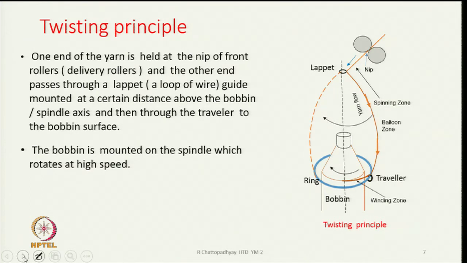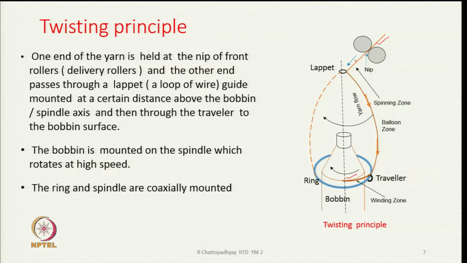On the right hand side, what we see is that the yarn is being delivered by a pair of rollers, that is, delivery rollers. The orange line indicates the yarn path. The yarn is moving out of the nip of the front rollers, passing through a lappet guide, and then going downwards, passing through the traveler, and then from the traveler it is reaching the bobbin. This is the path of the yarn. The bobbin is mounted in turn on a spindle. A spindle is here at the bottom, and the bobbin is mounted on the spindle. The arrow indicates the flow of yarn. It is moving from here, going down, flowing like this, and ultimately reaching the bobbin surface. The ring and the spindle are coaxially mounted.